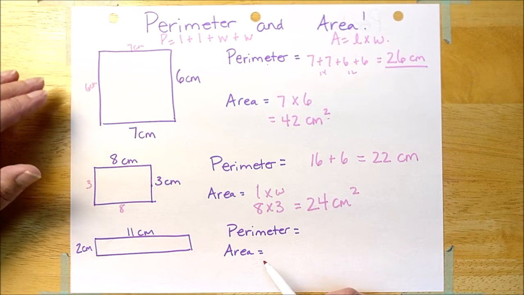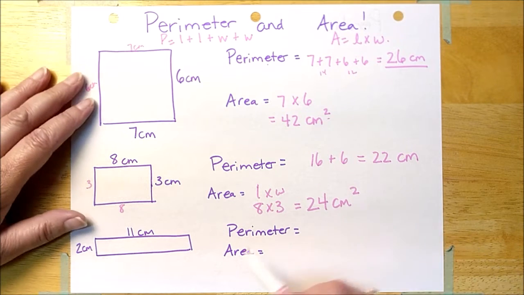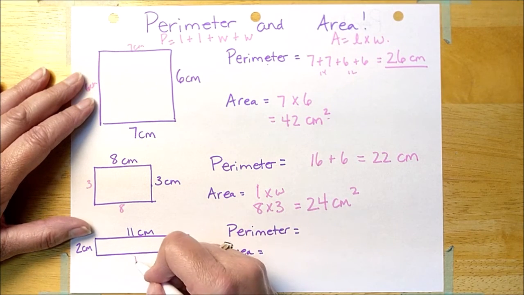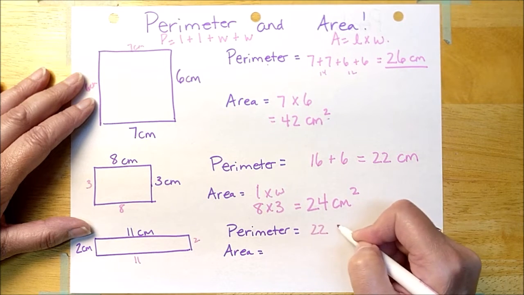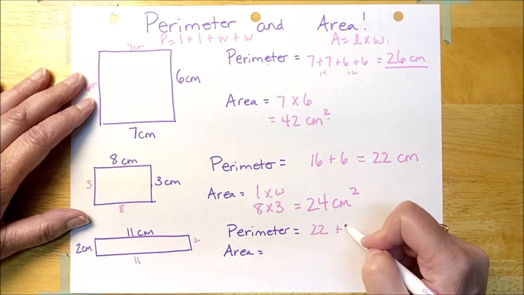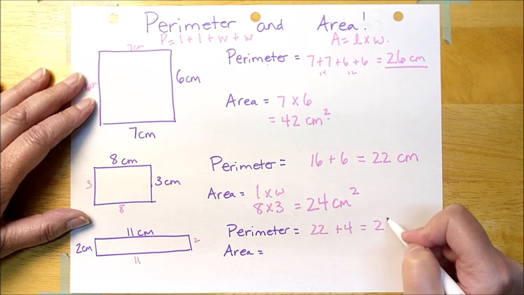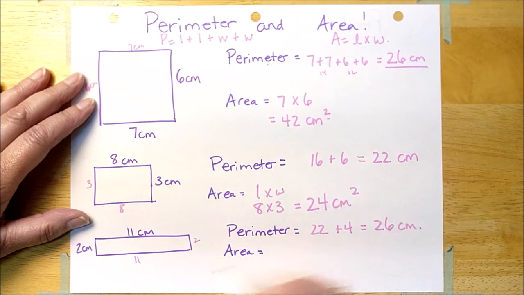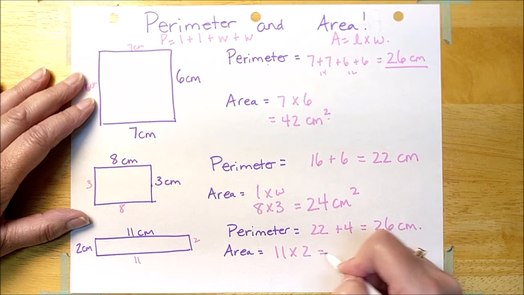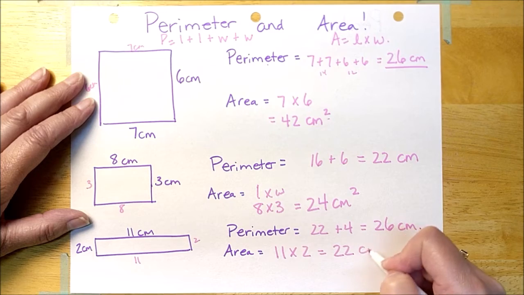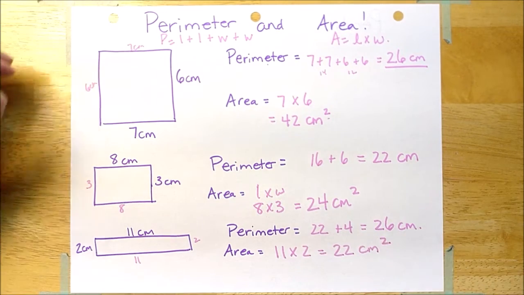We'll do one more, and then I have 4 for you to try on your own. So the perimeter is the distance around. So if I add those two together, I got 22, plus those two together makes 4. So my perimeter is 26 centimeters. My area is length times width. So my area is 22 centimeters squared.